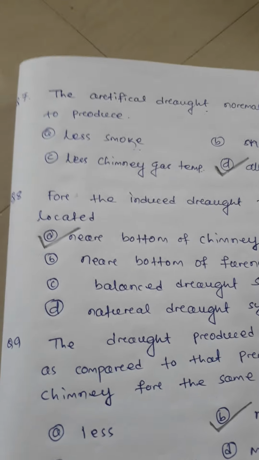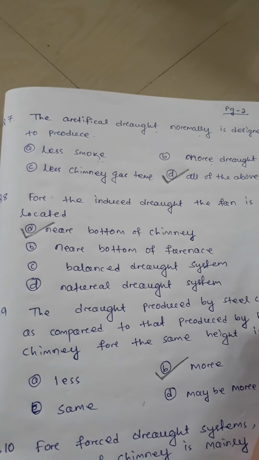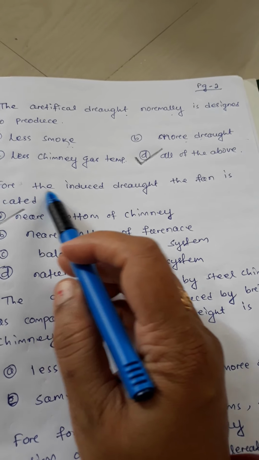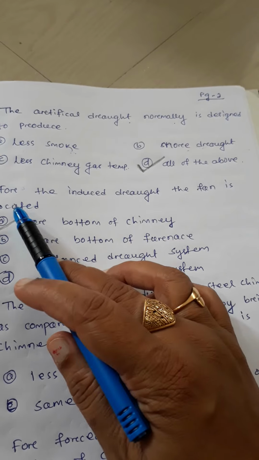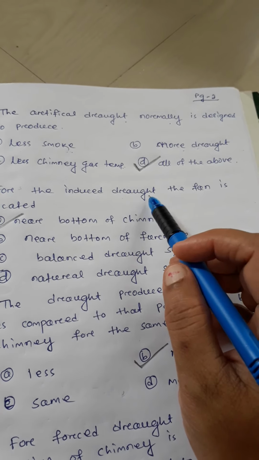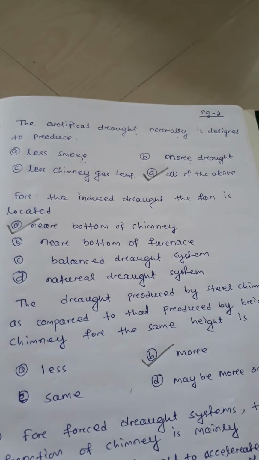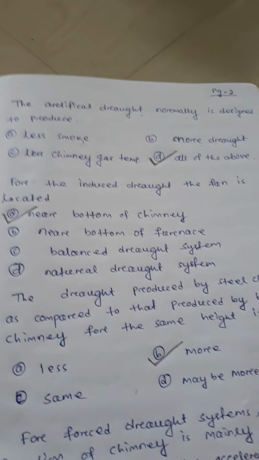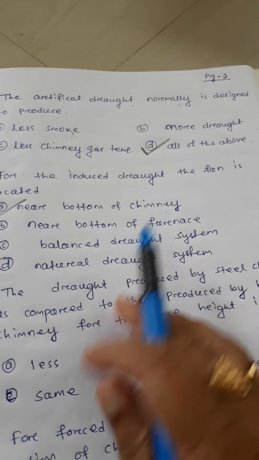Next is question number 8: for the induced draught, the fan is located. As its name suggests, it is an induced draught, and the fan is known as induced fan. Here it is asking where that fan is located. That fan is located near the chimney. In case of forced draught, the fan is located near the boiler. That is the difference you should remember. So the answer is, it is located near the bottom of the chimney.